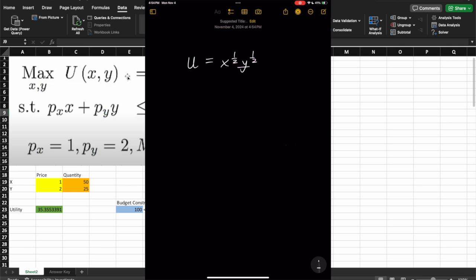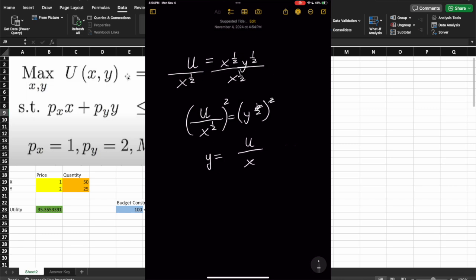Okay, so the first thing that we're going to do is divide all of this by x to the 1/2. Divide both sides. Okay, so we have u over x to the 1/2 is equal to y to the 1/2. To get rid of this 1/2, we're going to go ahead and square both sides. And so now these cancel out. And so what we're left with is y is equal to utility over x to the 1/2, all of this squared.